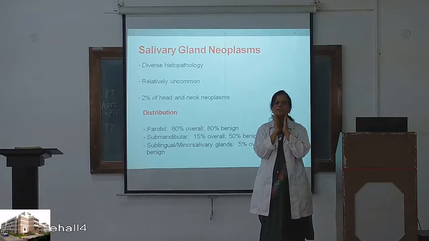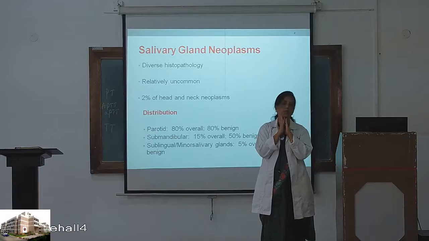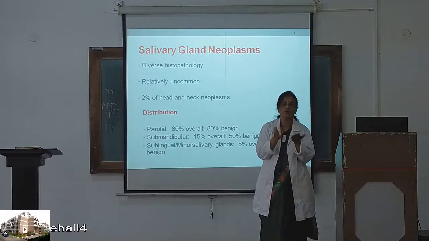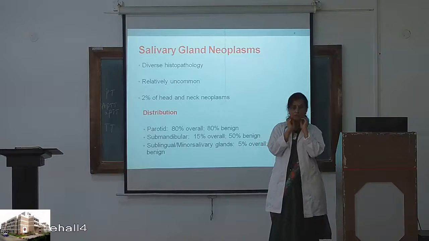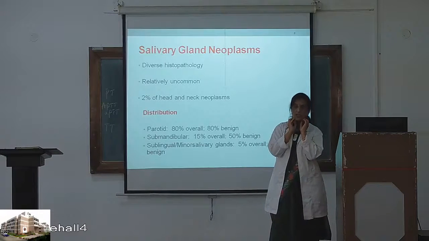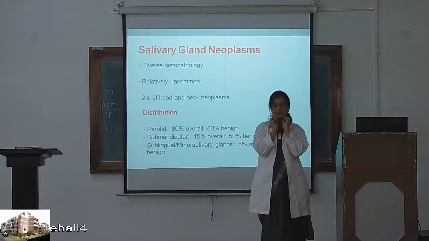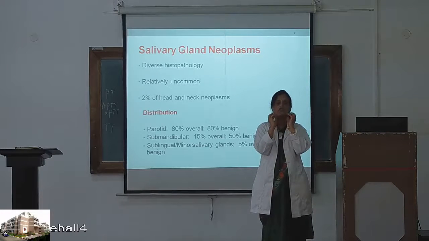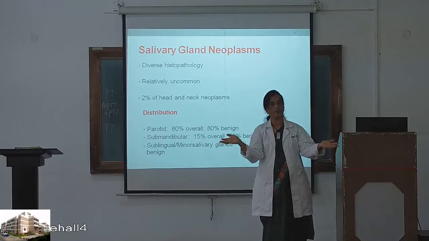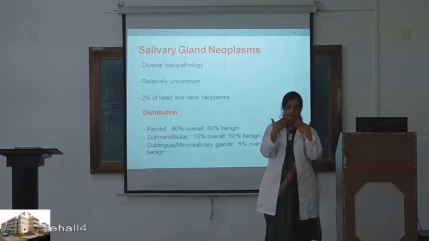Only 50% here are benign. This is a positive sentence, right? If I say only 50% are benign, or if I say 50% are malignant, it becomes a negative sentence. So 50% benign means the rest 50% are malignant. So there is an alert here.